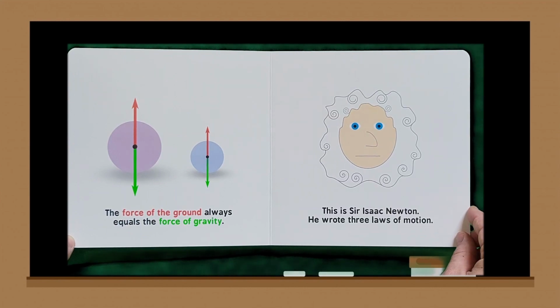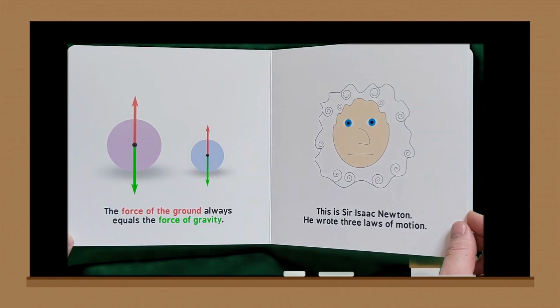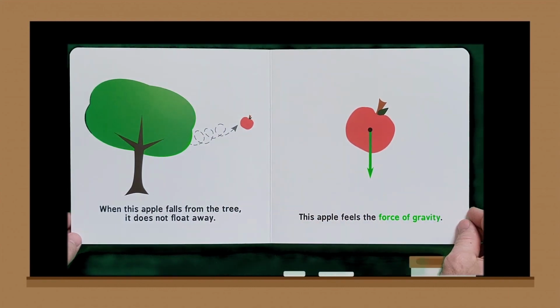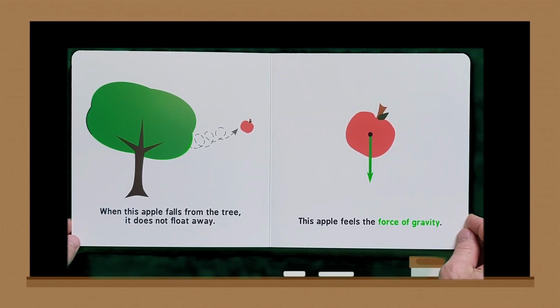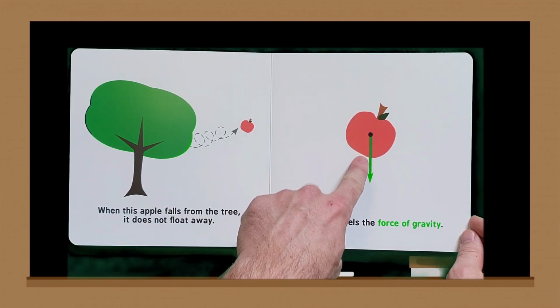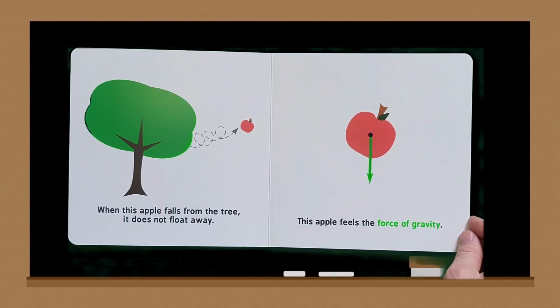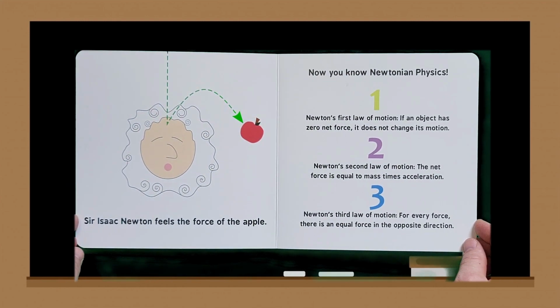This is Sir Isaac Newton. He wrote 3 laws of motion. When this apple falls from the tree, it does not float away. This apple feels the force of gravity. See the apple with the green force of gravity arrow? Sir Isaac Newton feels the force of the apple. Now you know Newtonian physics.